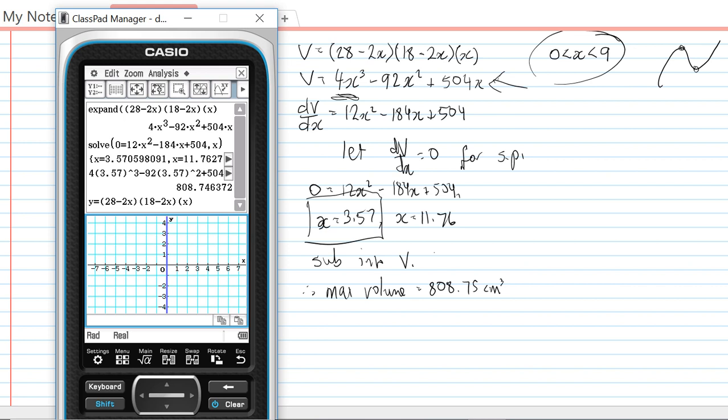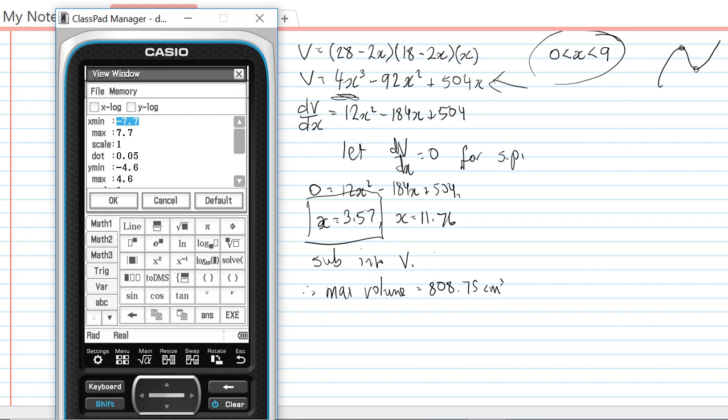So I'm going to change my window. So the x max, I know that it can only really go up to 9. I'm going to make it go a little bit further anyway. I'm going to make it go up to 15. And make the minimum 0. The y min I'll also make negative, let's go negative 30 and we'll just see what happens there. And the maximum I'm going to make 900.